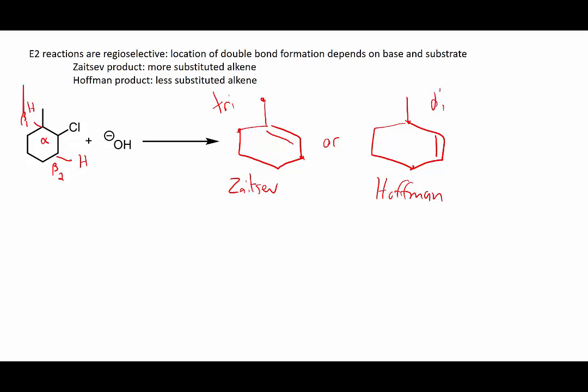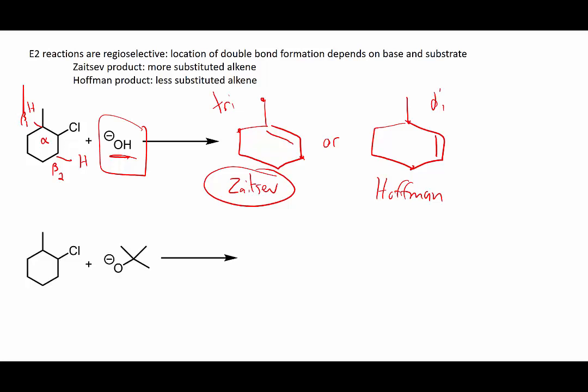So how do we know which one of these is formed? The more substituted alkene is going to be more stable. So, assuming the hydroxide can react just as quickly with either one of these two hydrogen sites, the beta 2 or the beta 1 site, we will get the Zaitsev product preferentially. This will be favored in the case where we have a base that can easily access either site, because we're going to make the more stable alkene.